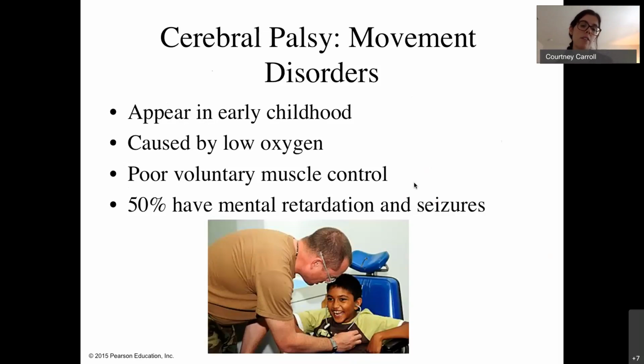And so if a child during delivery is having low oxygen, it can cause damage to regions of the brain. And usually the symptoms include poor voluntary muscle control. So they have a hard time with fine movement. They might be confined to a wheelchair. 50% will also have mental retardation or seizures, depending on how long their brain went without oxygen. So again, brains, they need oxygen.